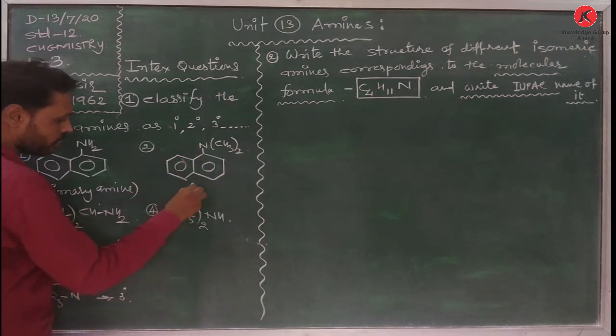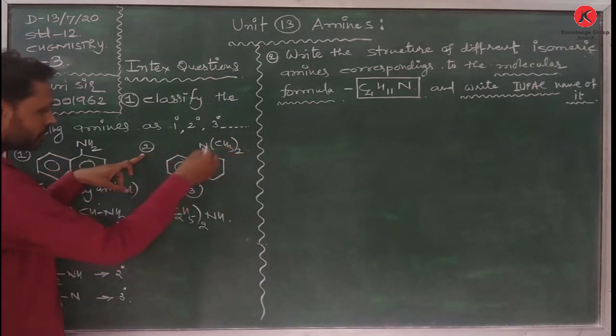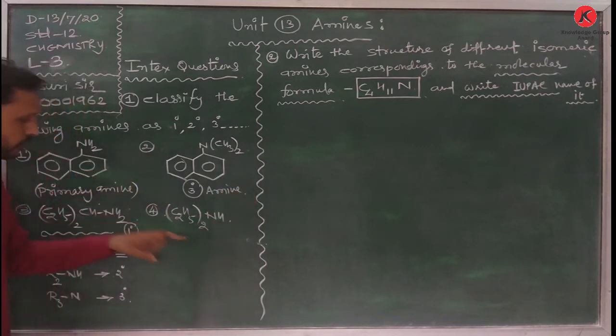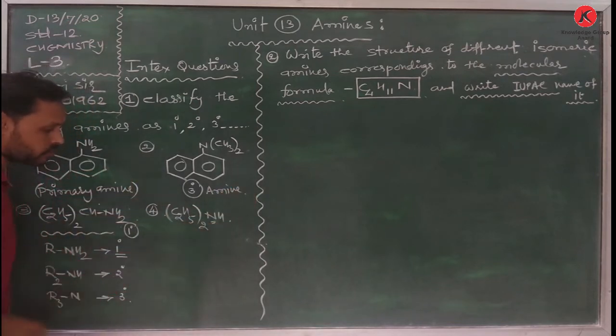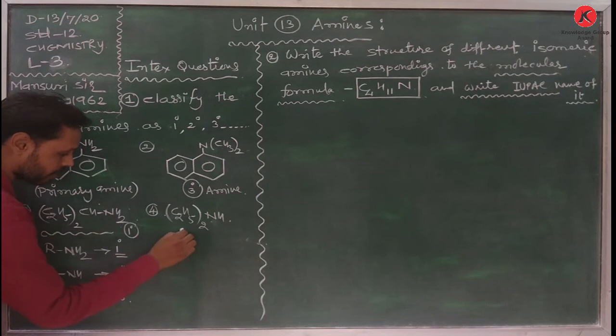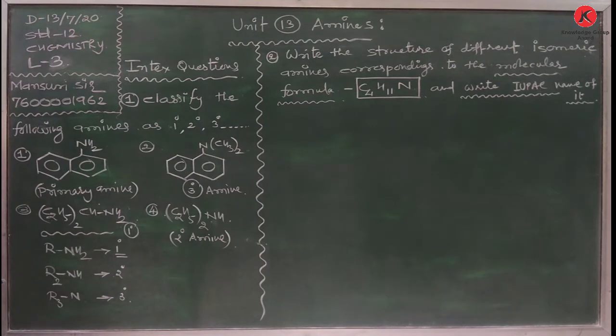That means this is your tertiary amine. Right? This is carbon containing two alkyl groups, and here nitrogen contains two hydrogens, that means this is your primary amine. So the first compound is primary, the third compound is also primary, the second compound is tertiary, and in the fourth compound you can see nitrogen is having only one hydrogen, that means this is my secondary amine. Right? Okay.